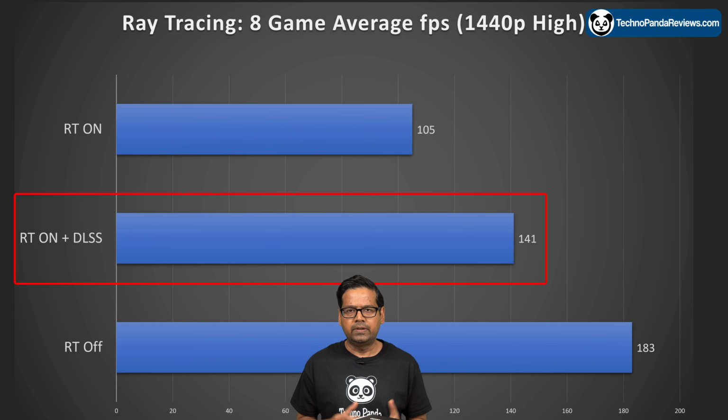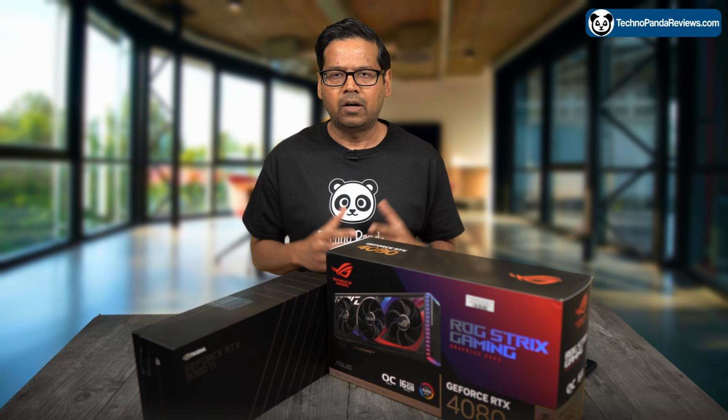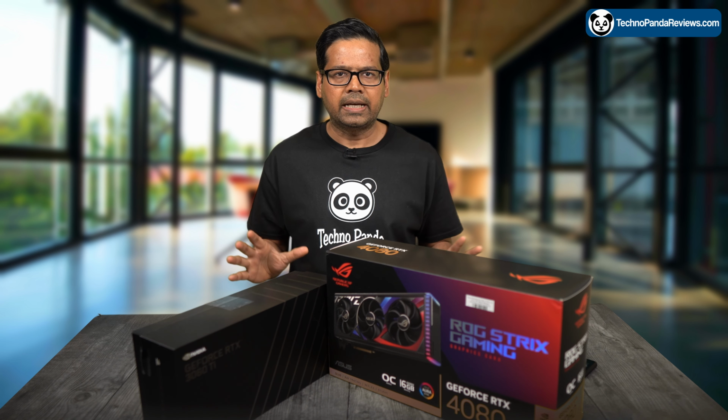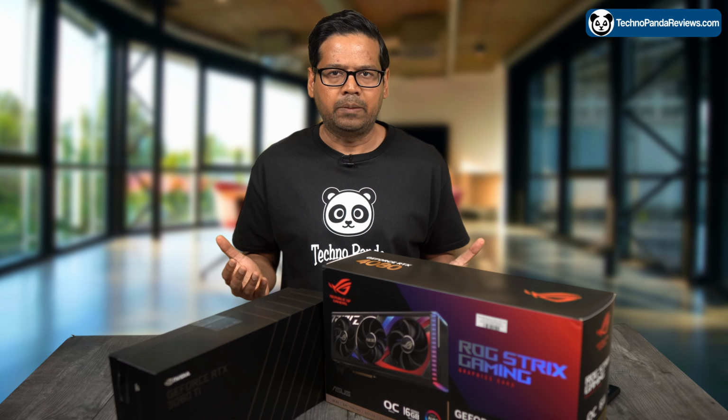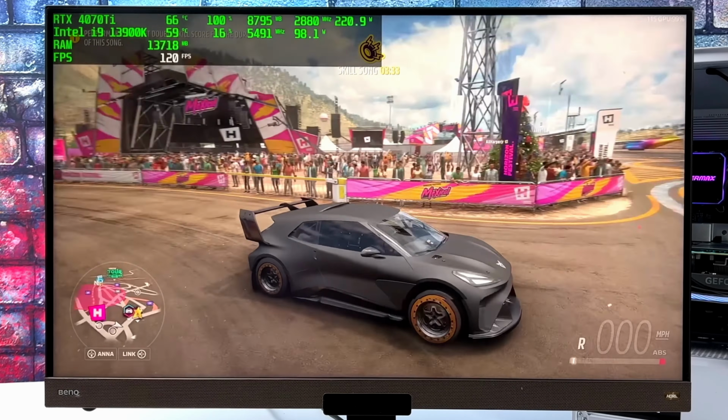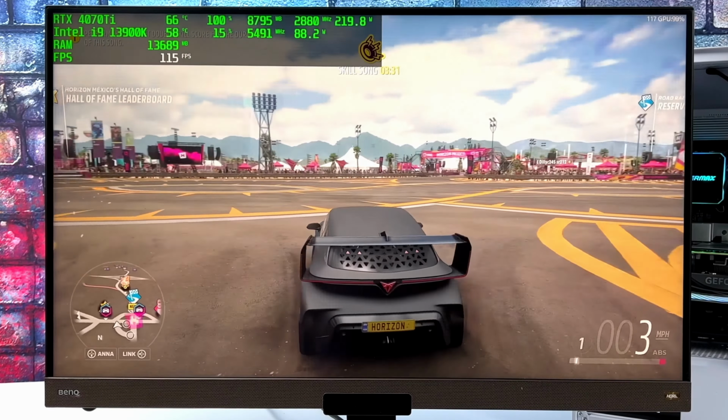This is where DLSS 3 AI upscaling comes in handy, boosting frame rates while still maintaining a high level of visual fidelity. With DLSS 3 enabled, the average FPS increased from 105 to 141, which I think is a very impressive feat. However, it's important to note that not all titles support DLSS 3, so it may not be a viable option for all gamers.